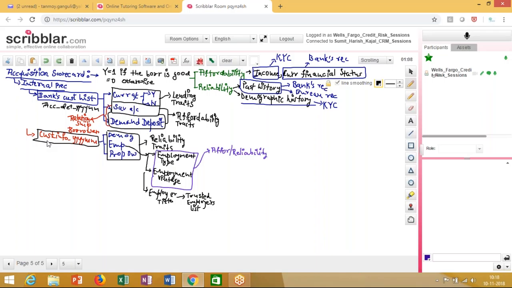Okay. So let's take a pause here for the day, because the bureau information would be a very detailed section. So we'll stop with this part and we'll continue it from the next session.